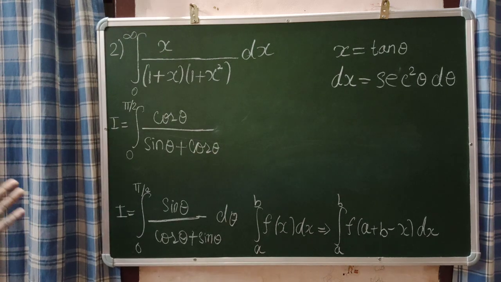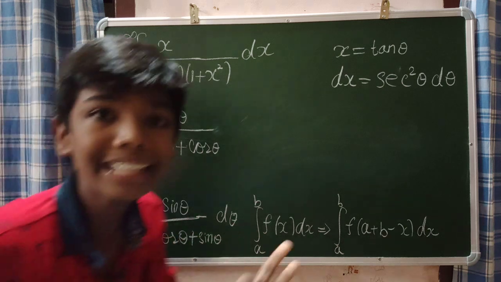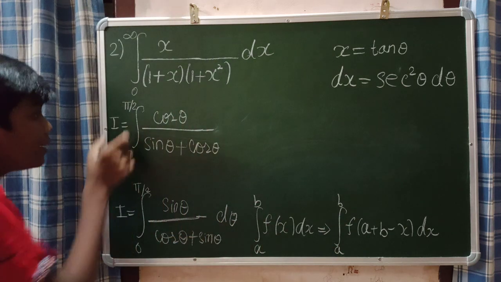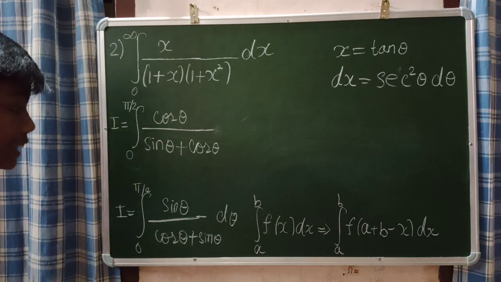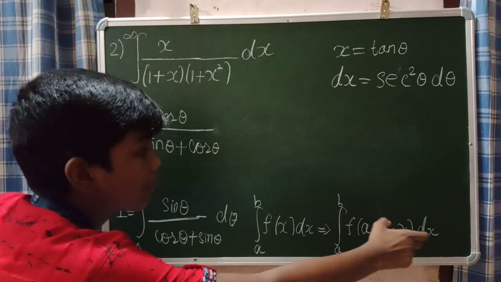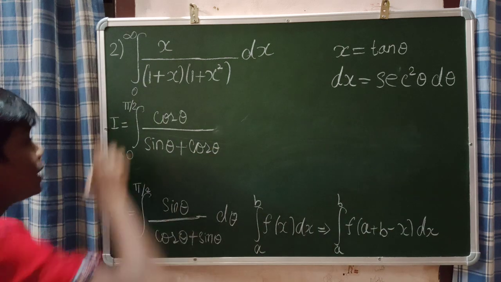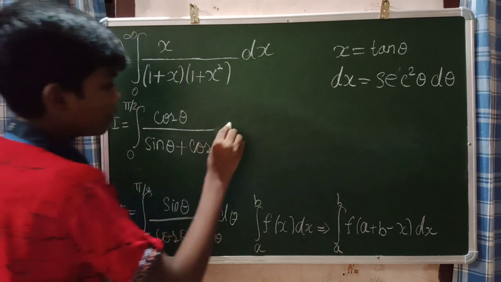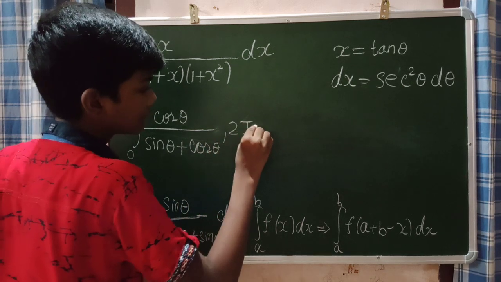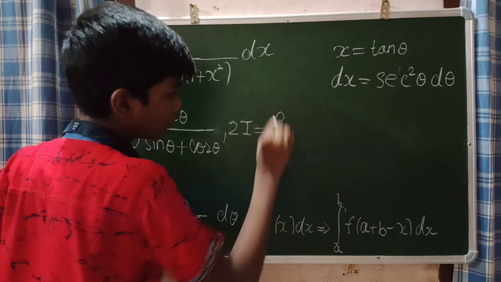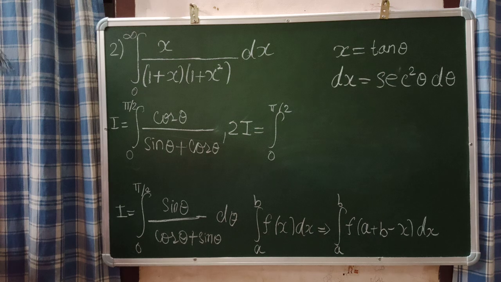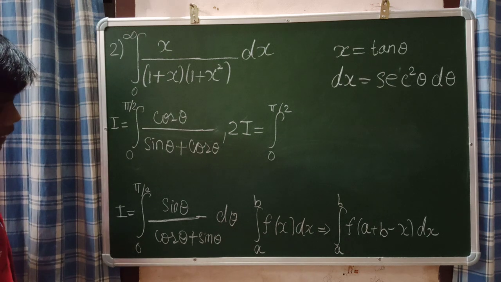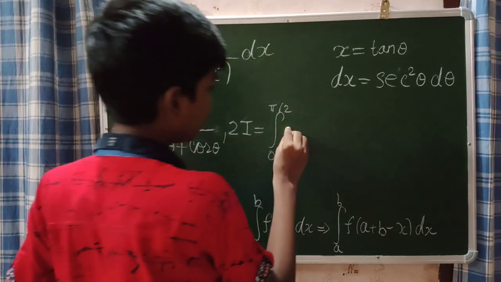Now, is the King's rule over, guys? No, guys. The King's rule is not over. You need to add these two integrals, right? Do you guys forget that? No, you should not forget that. That is the most important part in your King's rule. After converting into f of a plus b minus x dx, you need to add these two integrals. When you add these two integrals, I plus I will be 2I only, and the limits will be the same. What is the integration from 0 to pi by 2 of cos theta divided by sin theta plus cos theta, plus sin theta divided by cos theta plus sin theta? I think you will get it as 1, guys, 1 d theta, okay?